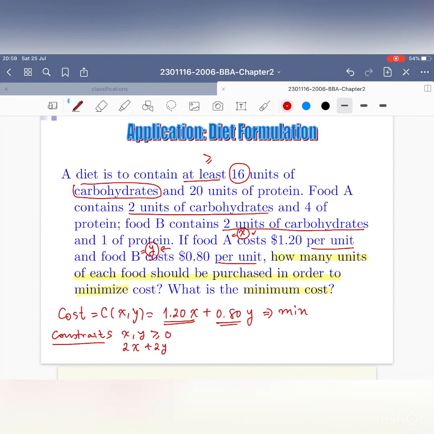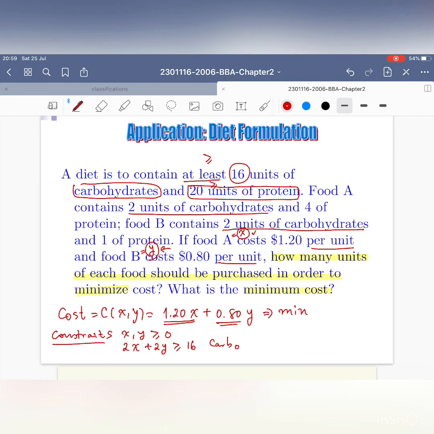So, okay, and together it cannot go below 16. Okay, so this one is for a carbohydrate. How about for your protein? It says that your protein must be greater than or equals to 20.